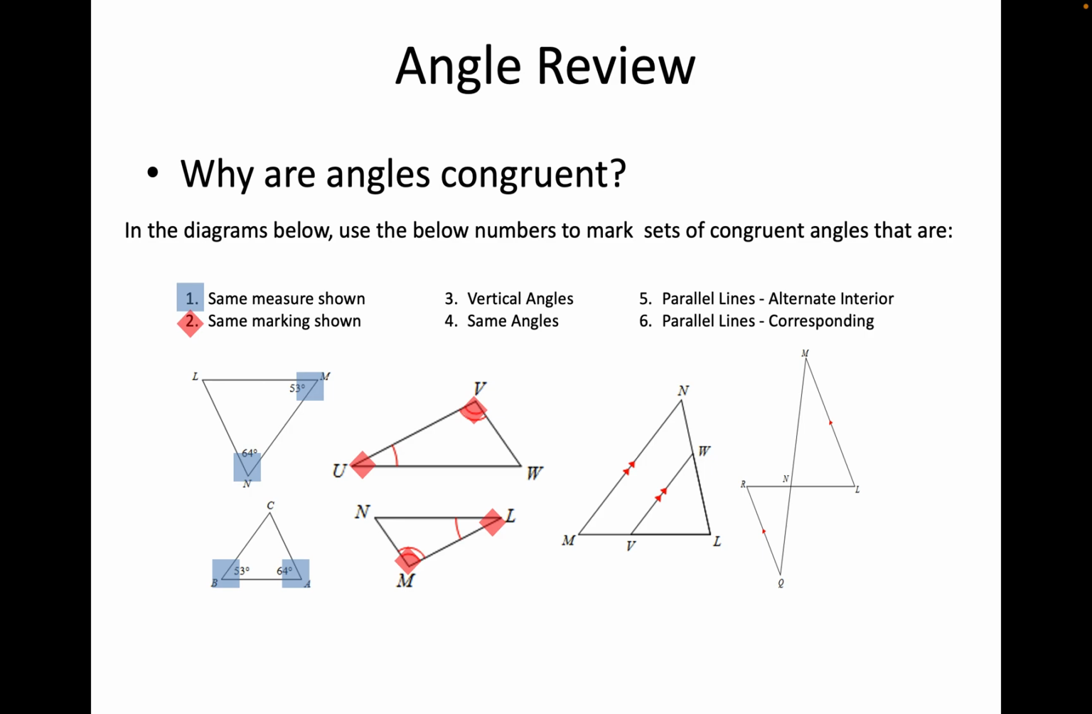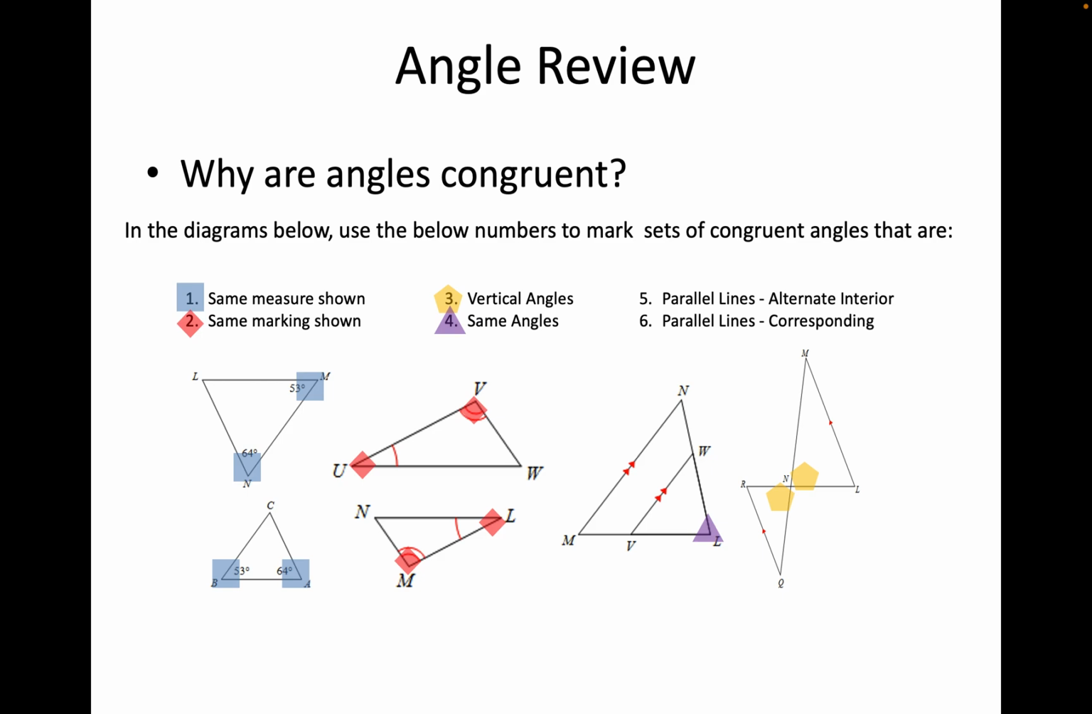A third way that we know that angles can be congruent is if they are vertical, that is, they are across from each other. So for example, those 2 angles there, angle RNQ and angle MNL, are congruent because they are vertical angles. A fourth way that 2 angles within 2 different triangles may be congruent is if they are actually the exact same angle. So for example, right here, you see that this angle L is both in triangle LWV and triangle LNM. So angle L is congruent to itself.